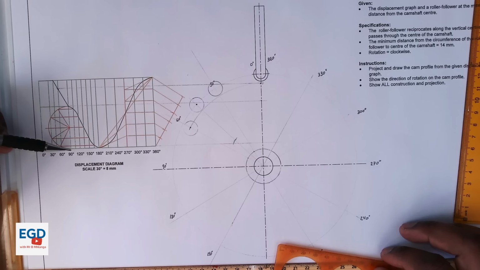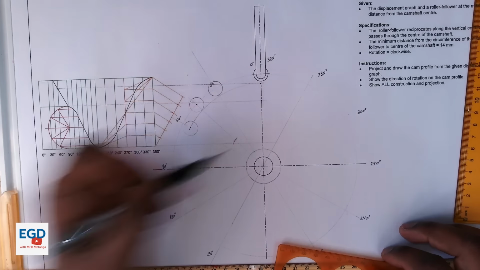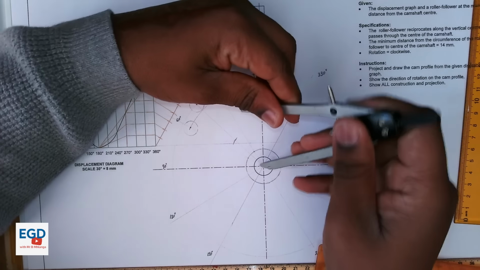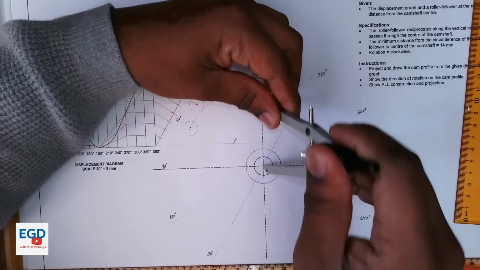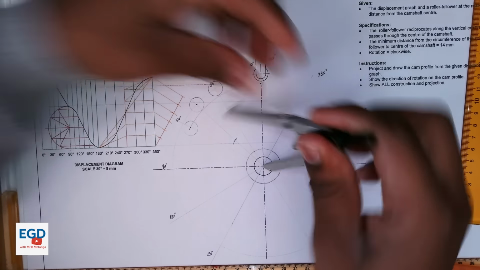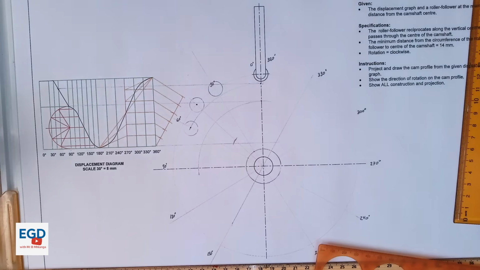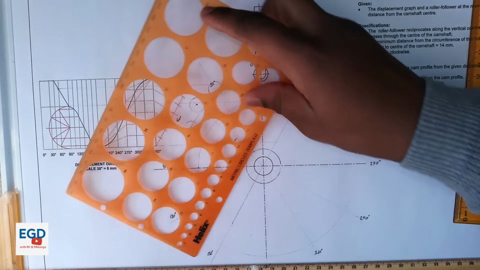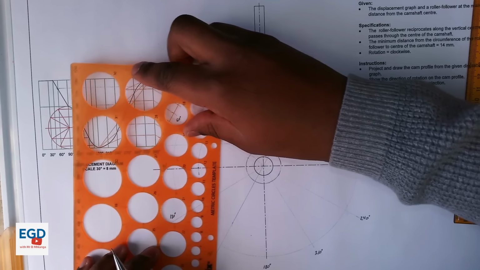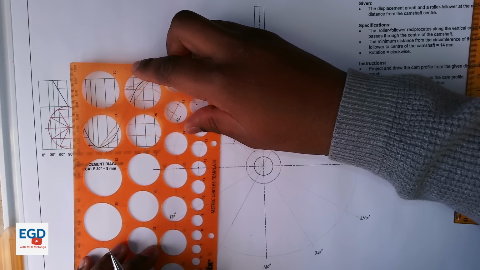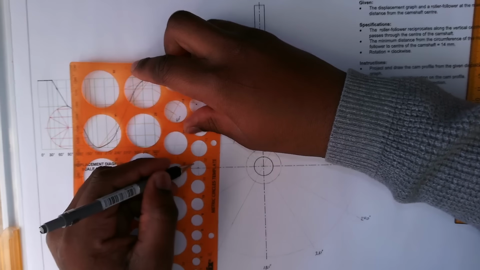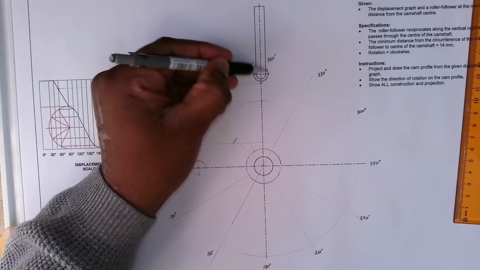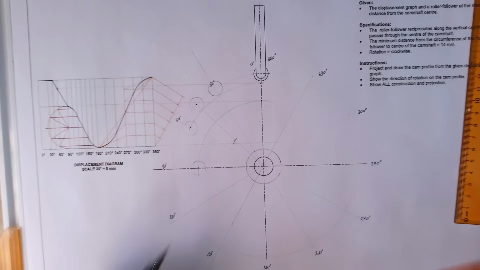From there we have this point at 90. Obviously it's this one. I have to project that to 90, like that. 90 is here, so I have a point there, and I'll draw a circle there. This is the diameter of the roller. It's 12, because I measured this circle here and it's 12.